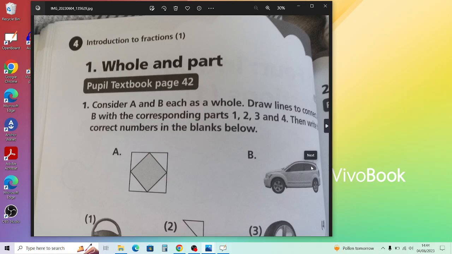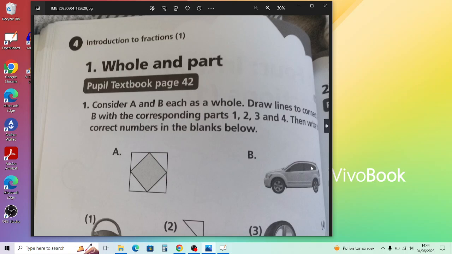So question 1. Consider A and B each as a whole. Draw lines to connect A and B with the corresponding parts 1, 2, and 3, then write the numbers. Okay, fine. So basically they're showing you the difference between a whole and a part.